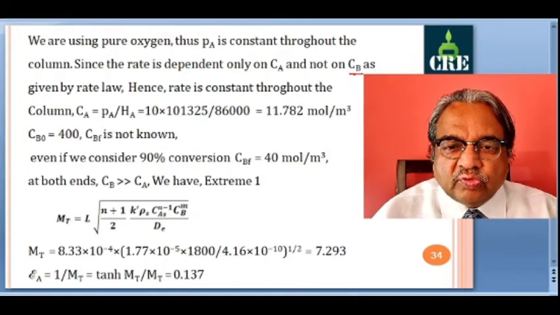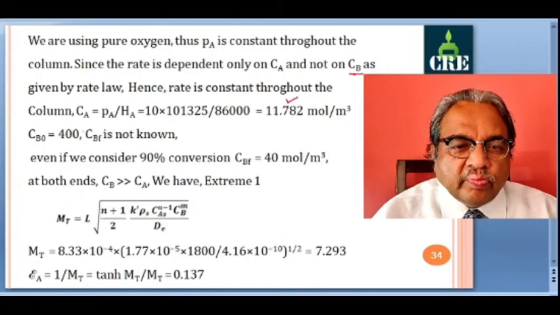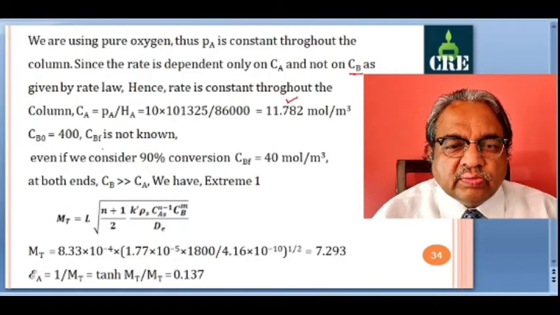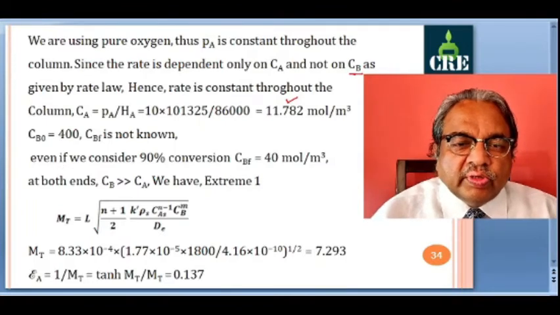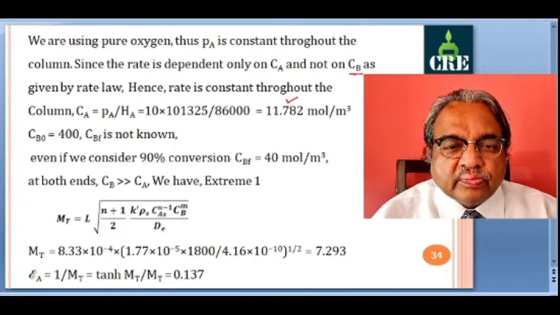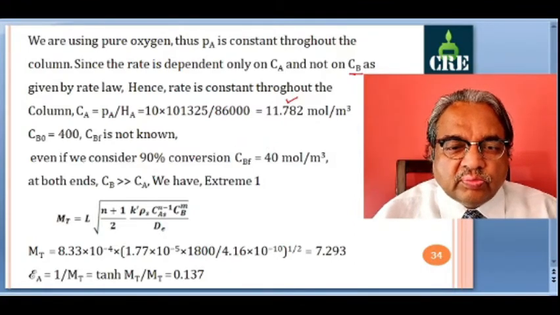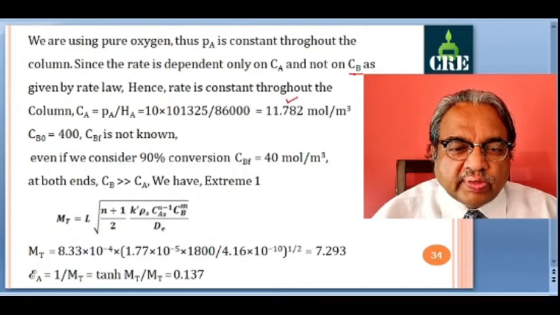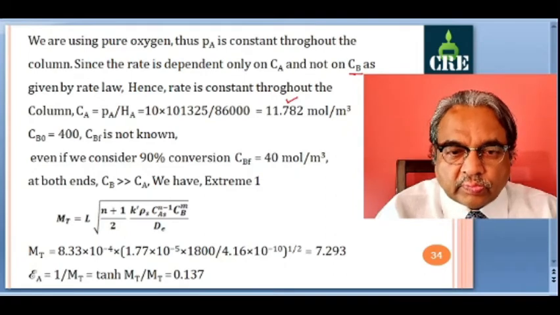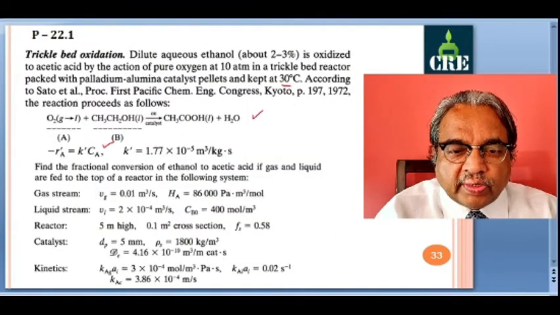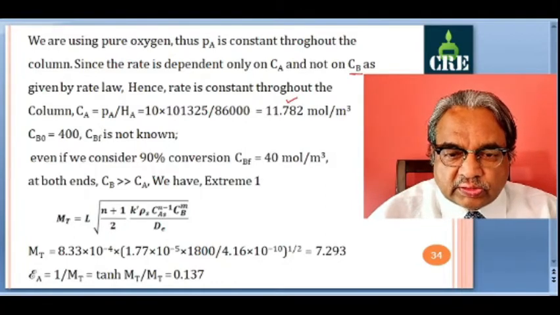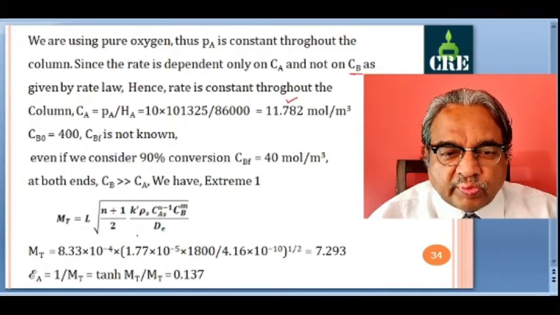Ca is Pa by Ha that you calculate, it comes out to be 11.782. Cb0 is 400, Cb is not known. So even if you consider 90% conversion of Cb, Cb final will be 40, and even if it is 40, it is much greater than this. So Cb is much greater than Ca. So we have extreme 1 again. So L, you know the diameter of particle 5 mm, that divided by 6 in consistent units of meter. So this comes out to be 8.33 times 10 raised to minus 4.